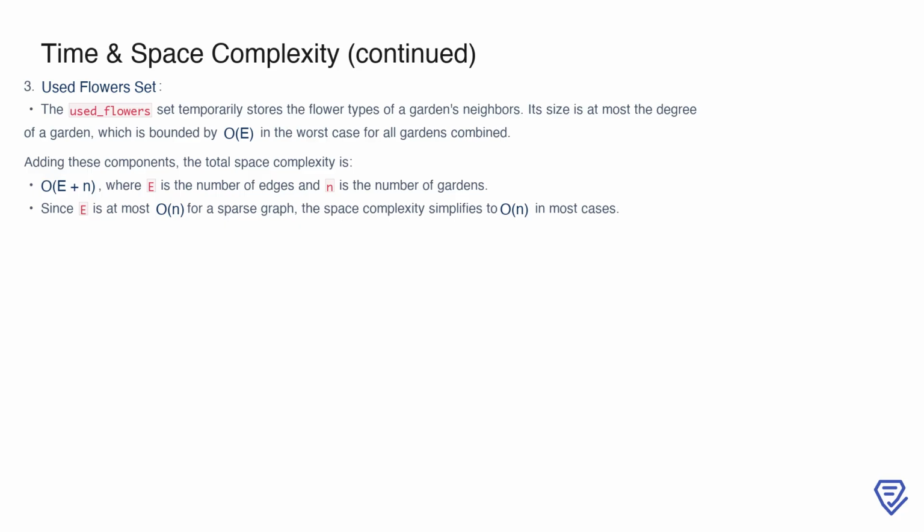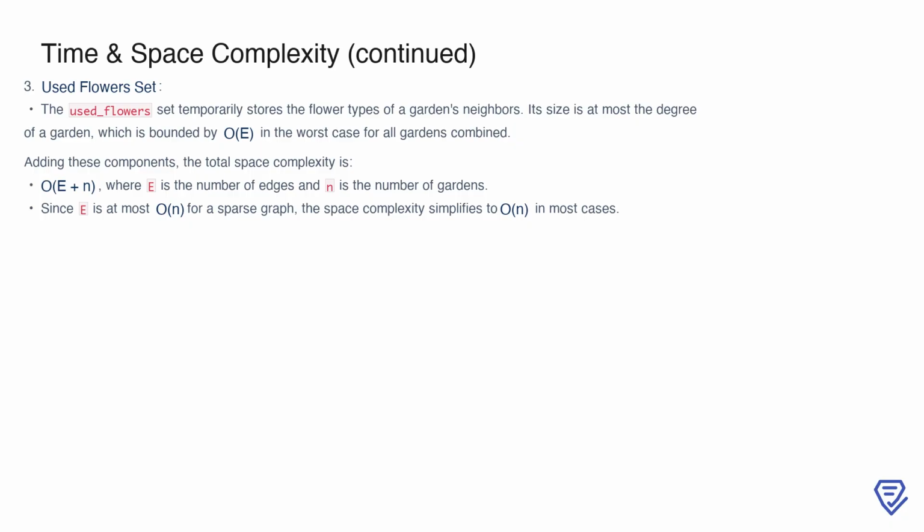Furthermore, the algorithm uses a used_flowers set to temporarily store the flower types used by a garden's neighbors. The size of this set is at most the degree of the garden, and summing up across all gardens gives a total space requirement of O(e) in the worst case. When you combine the adjacency list, the flowers array, and the used_flowers set, the total space complexity is O(e + n). For sparse graphs, where e is at most O(n), this simplifies to O(n). Thus, the algorithm is both time and space efficient, making it suitable for scenarios with a large number of gardens and edges.